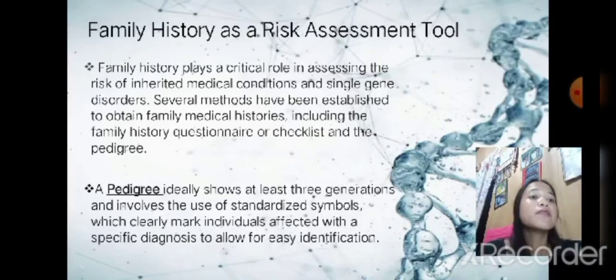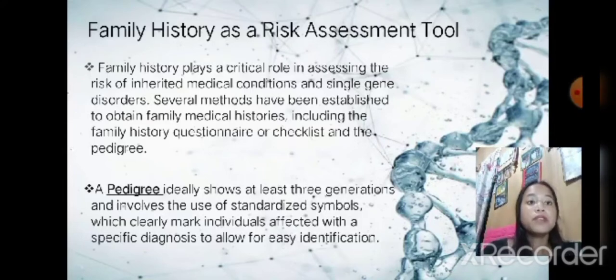So, family history information should be reviewed and updated regularly. Further evaluation should be considered for positive responses with referral to genetic testing and counseling as needed. The pedigree ideally shows at least three generations and involves the use of standardized symbols which clearly mark individuals affected with a specific diagnosis to allow for easy identification.